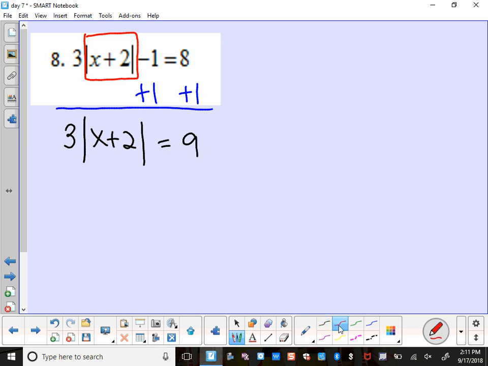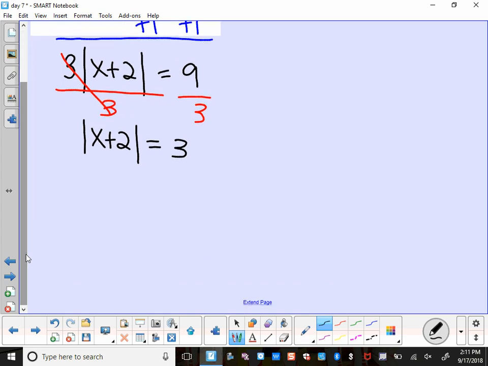A common mistake, and I'm glad Carrie brought this up, we can never distribute into absolute value. Okay? So don't treat it like a parenthesis. You have to divide first. So now I'm going to divide by 3 on each side to get rid of this. So I have my absolute value of x plus 2 is equal to 3.